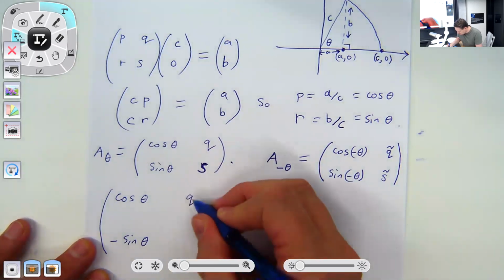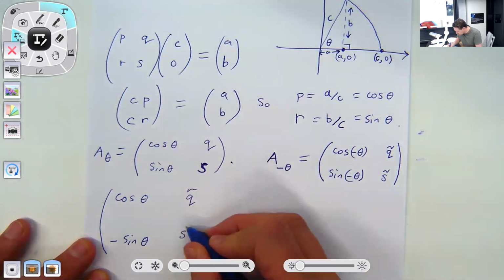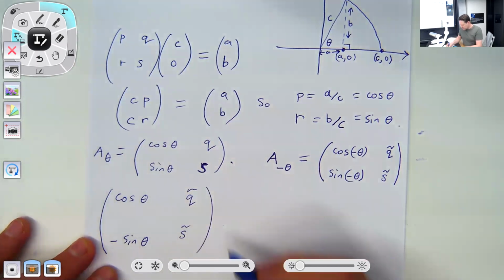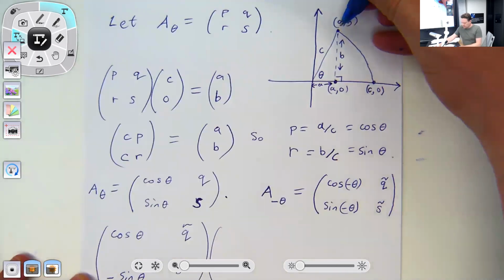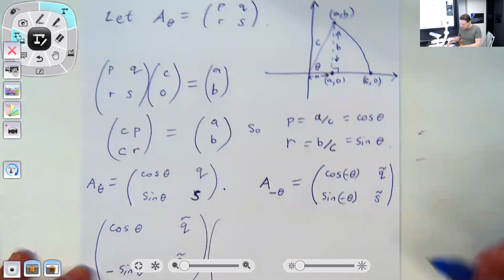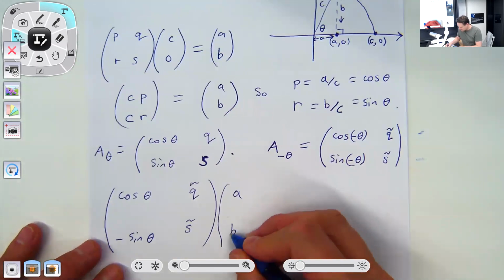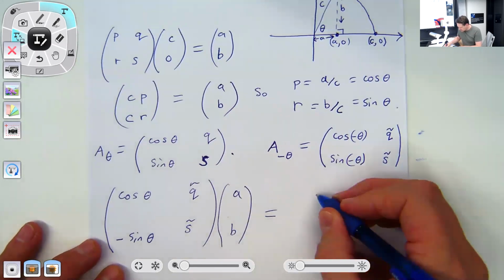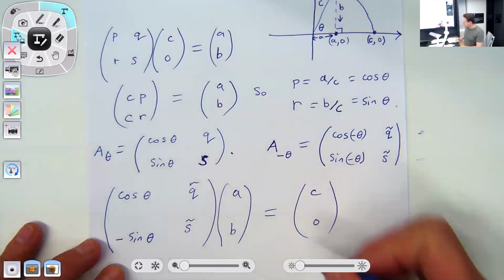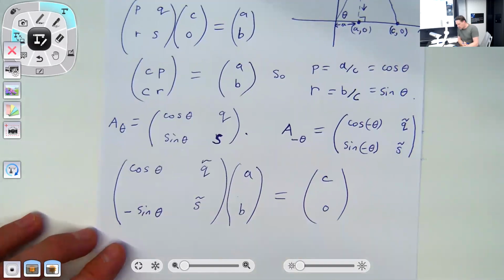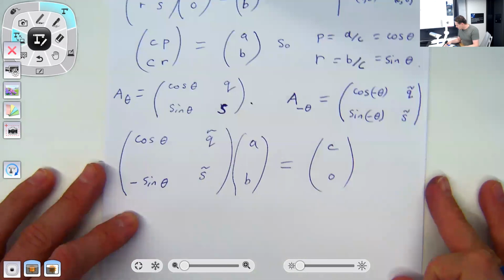Okay, and I still have the q tilde, and I have an s tilde. And then that, because now we're multiplying this by AB and taking AB back down to C0. So I'll put an A and a B here, and then I'm going to get C and 0. Okay, good. So let's multiply out the left-hand side.